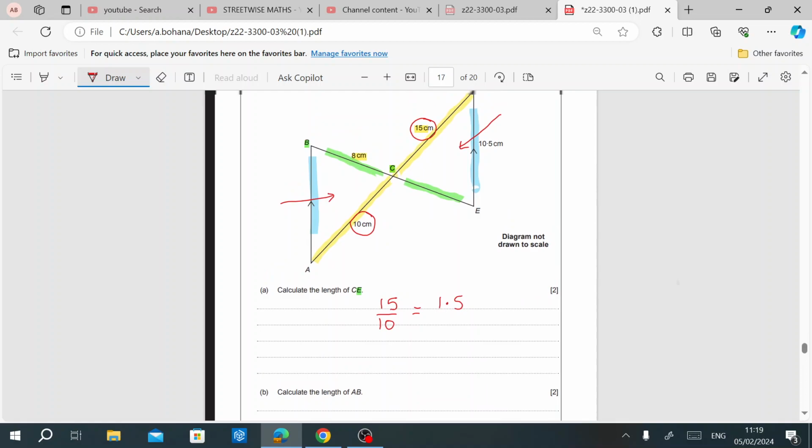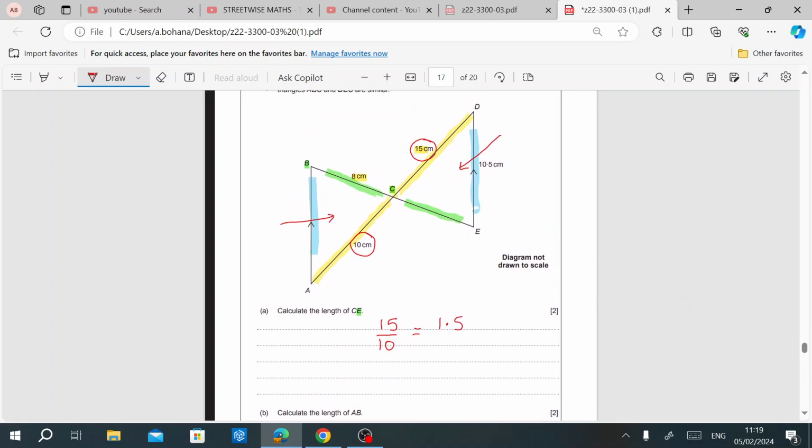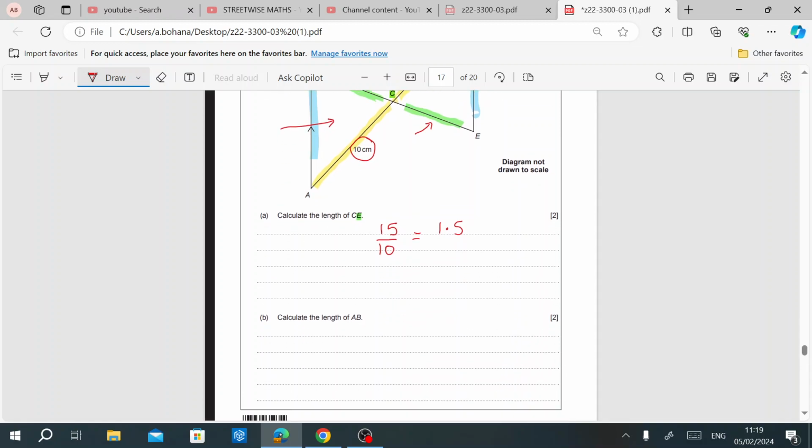Okay, so what's the length of CE? We're looking for a bigger length. They're giving us the smaller. So you just do 8 times 1.5. So 1 times 8 is 8. A half of 8 is 4. So 8 plus 4, the answer is 12 centimetres.